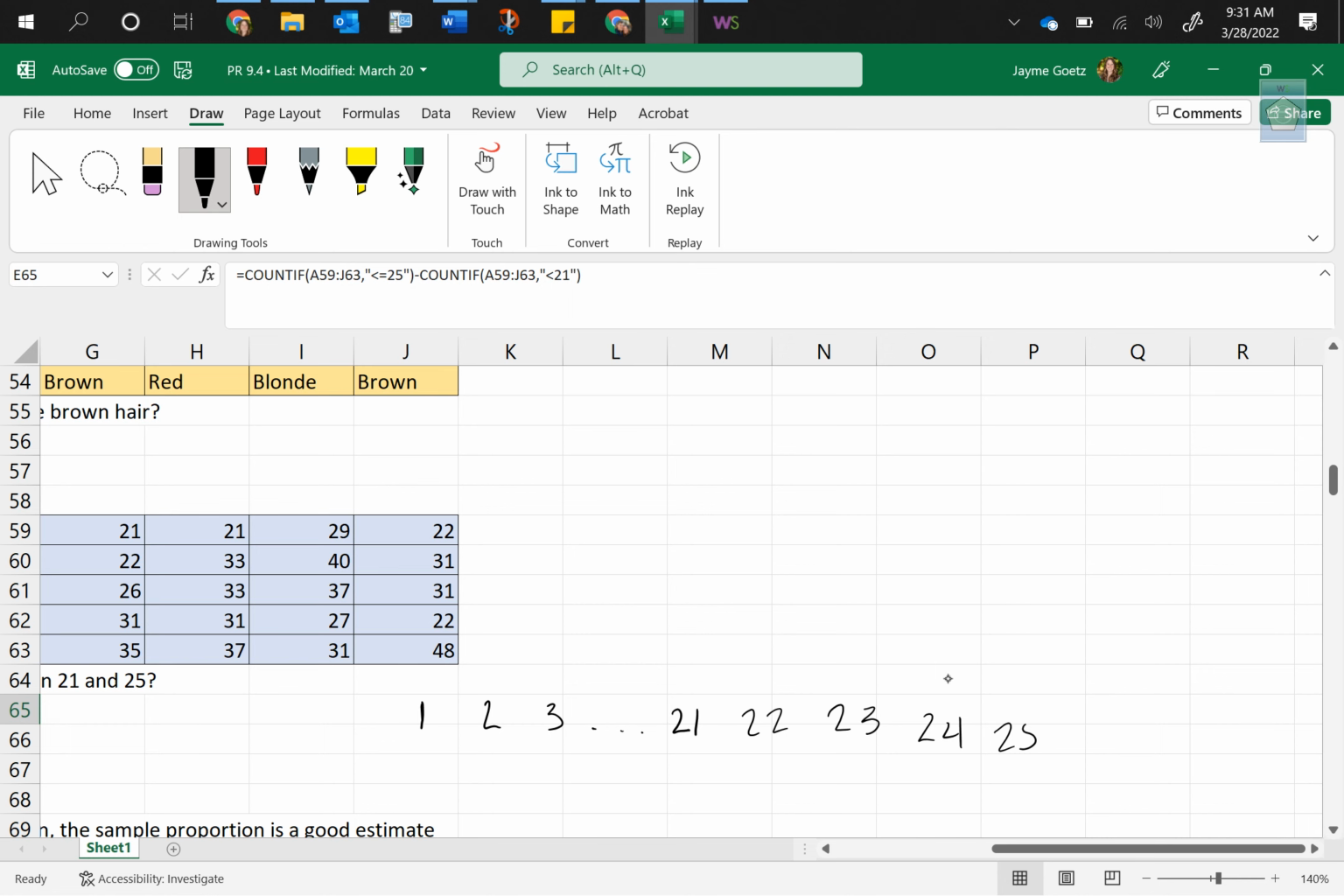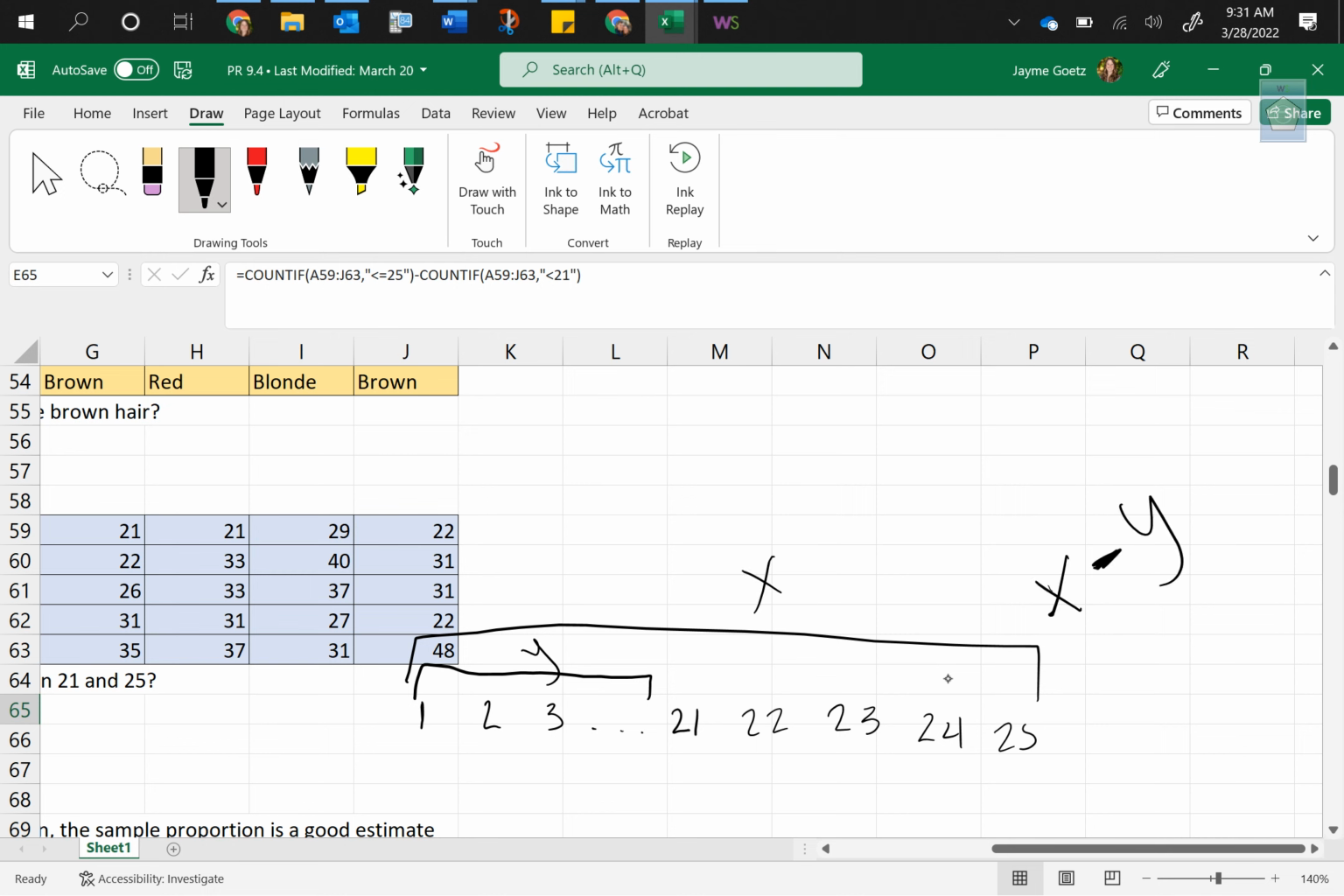So first of all, I'm counting all of the numbers that are less than or equal to 25. Then it says count the numbers that are less than 21. So that would start at 20 and go all the way to 1. And it's saying take this first guy and subtract this second guy. So this is x and this is y, and that's going to leave me with 21 to 25.